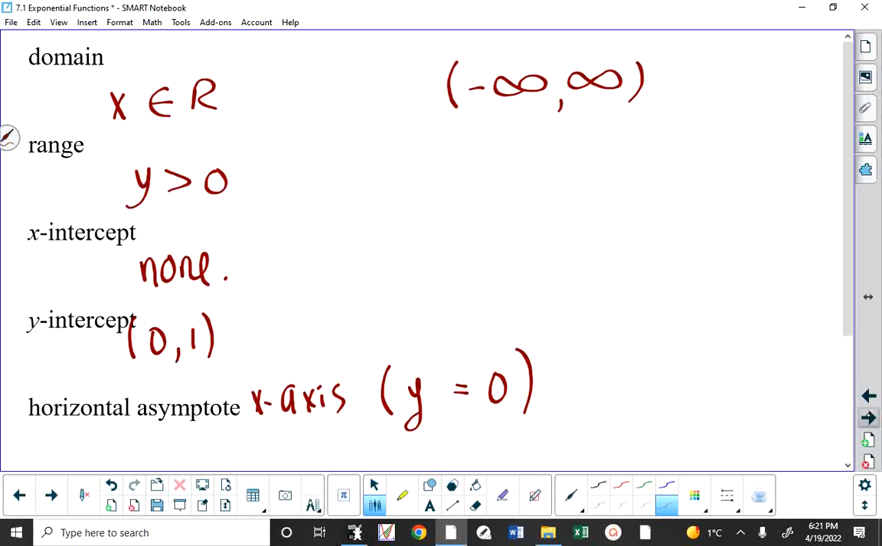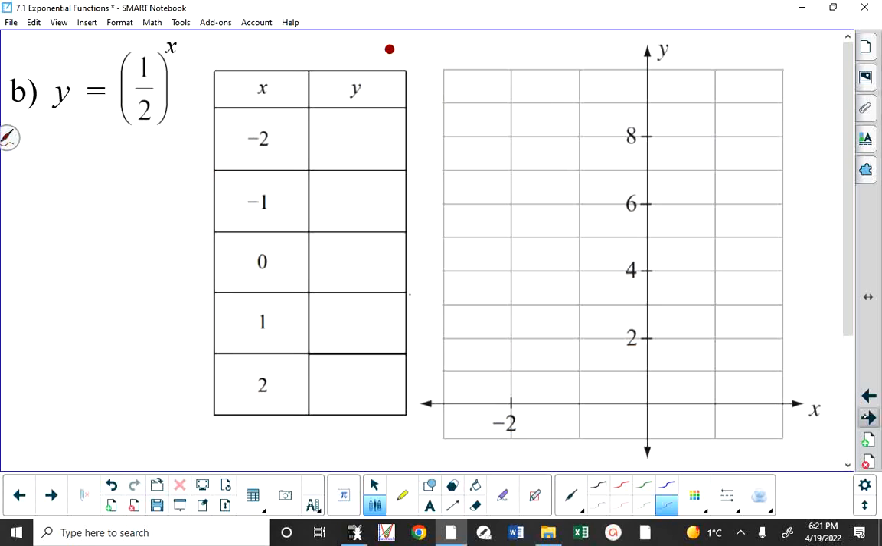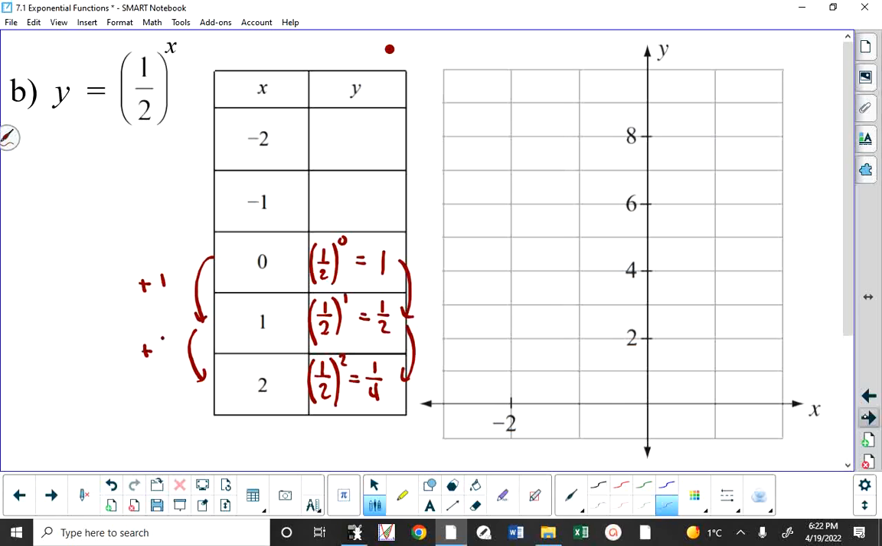Let's take a look at the next example. y equals 1/2 raised to the x. So for x equals 0, this would be 1/2 to the 0, which would be 1. For x equals 1, it would be 1/2 to the 1, which is 1/2. 1/2 to the 2 would come next, which is 1/4. I want you to notice that as x goes up by 1 each time, y gets multiplied by 1/2 each time.